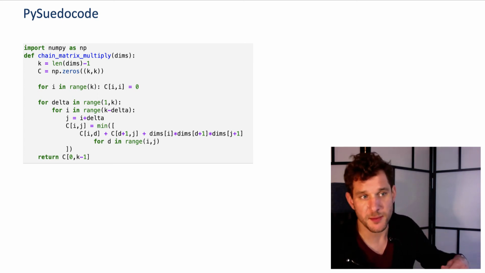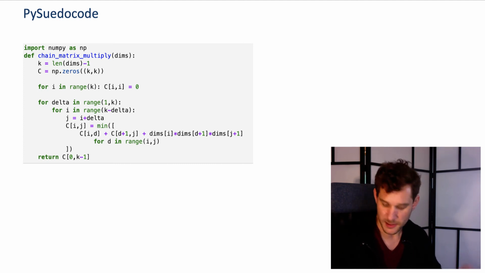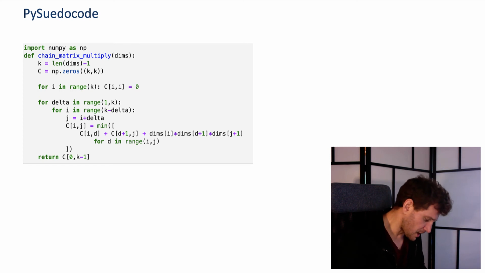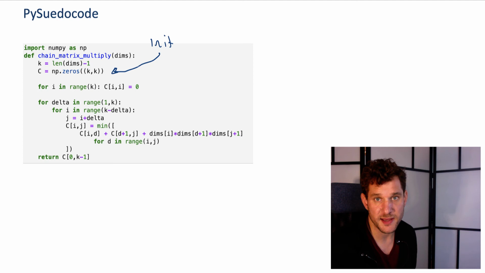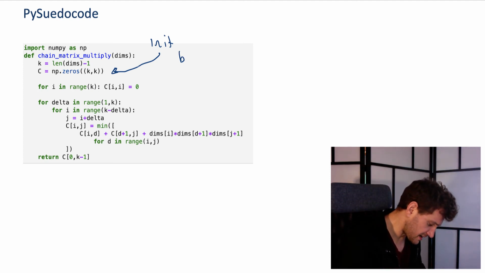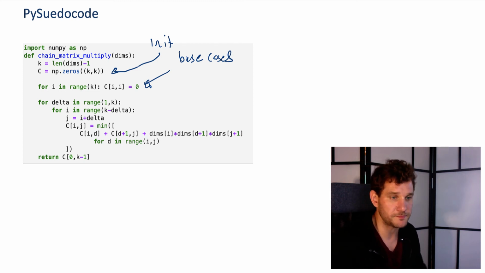All right, so here is my Python pseudocode for solving this problem. I did actually run this, and I checked to make sure it works. Let's take note of what this algorithm is doing. First, it's initializing an array, some array of size k by k, which is just going to store the subproblems. It then does the base cases, right here. It fills in the I comma I base cases, like we said.